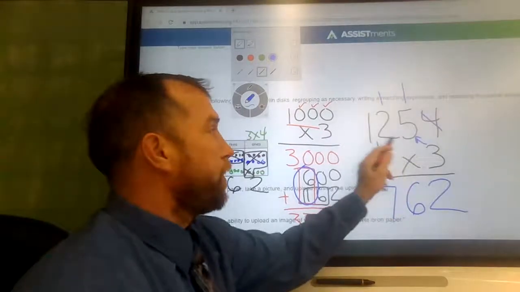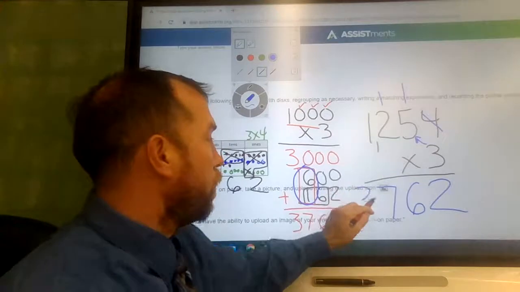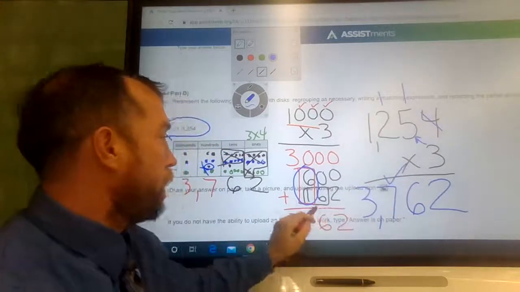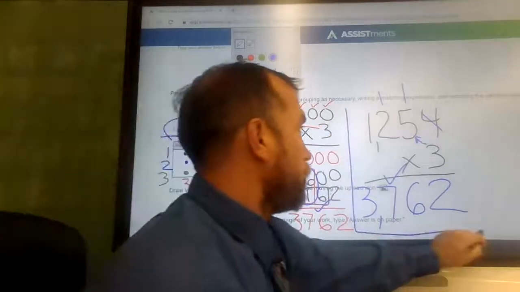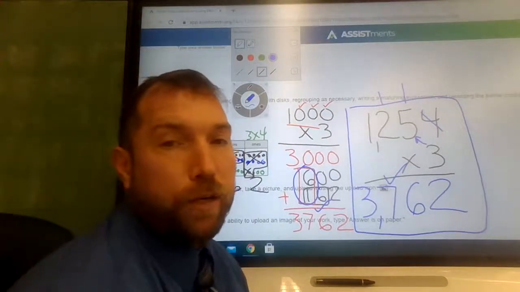And then 3 times 1. Remember, any number times 1 is itself. And in all those cases, the main thing here is I got the same answer. Right? So I just really want you to learn this way. It's kind of the most efficient way, especially as you get into bigger numbers.